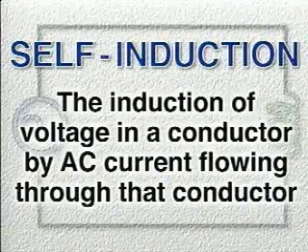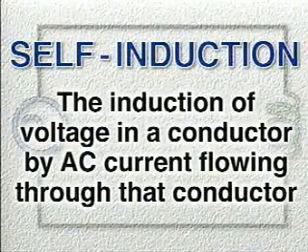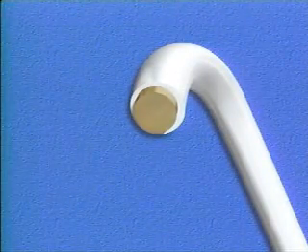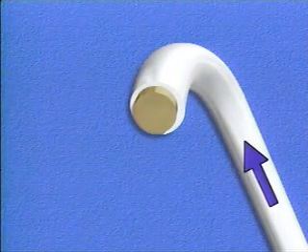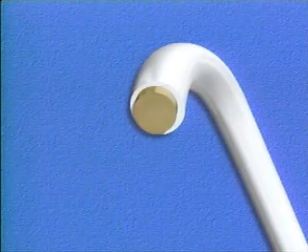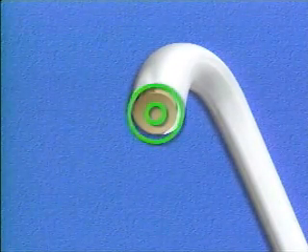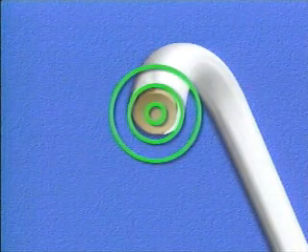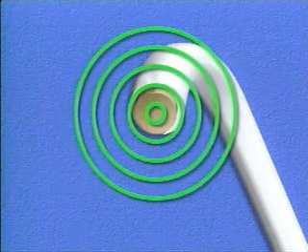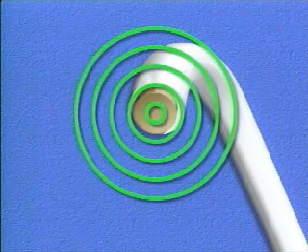To understand how inductive reactance limits current flow, it's first necessary to understand a process called self-induction. Self-induction is the induction of voltage in a conductor by AC current flowing through that conductor. This cross-sectional view of a conductor can help us understand how self-induction works. When voltage is applied to the conductor, current starts flowing through it. The current flow causes a magnetic field to build up around the conductor. The magnetic field that builds up starts at the center of the conductor and moves outward. The magnetic field continues to expand until the current that is producing it reaches its peak value.